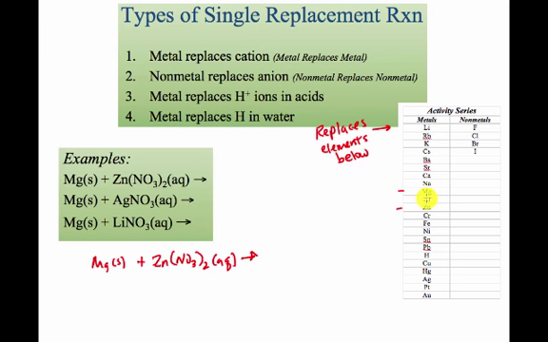So magnesium can replace aluminum all the way down to gold. Therefore magnesium can replace zinc. So I would write magnesium taking the place of the zinc. This becomes the nitrate.